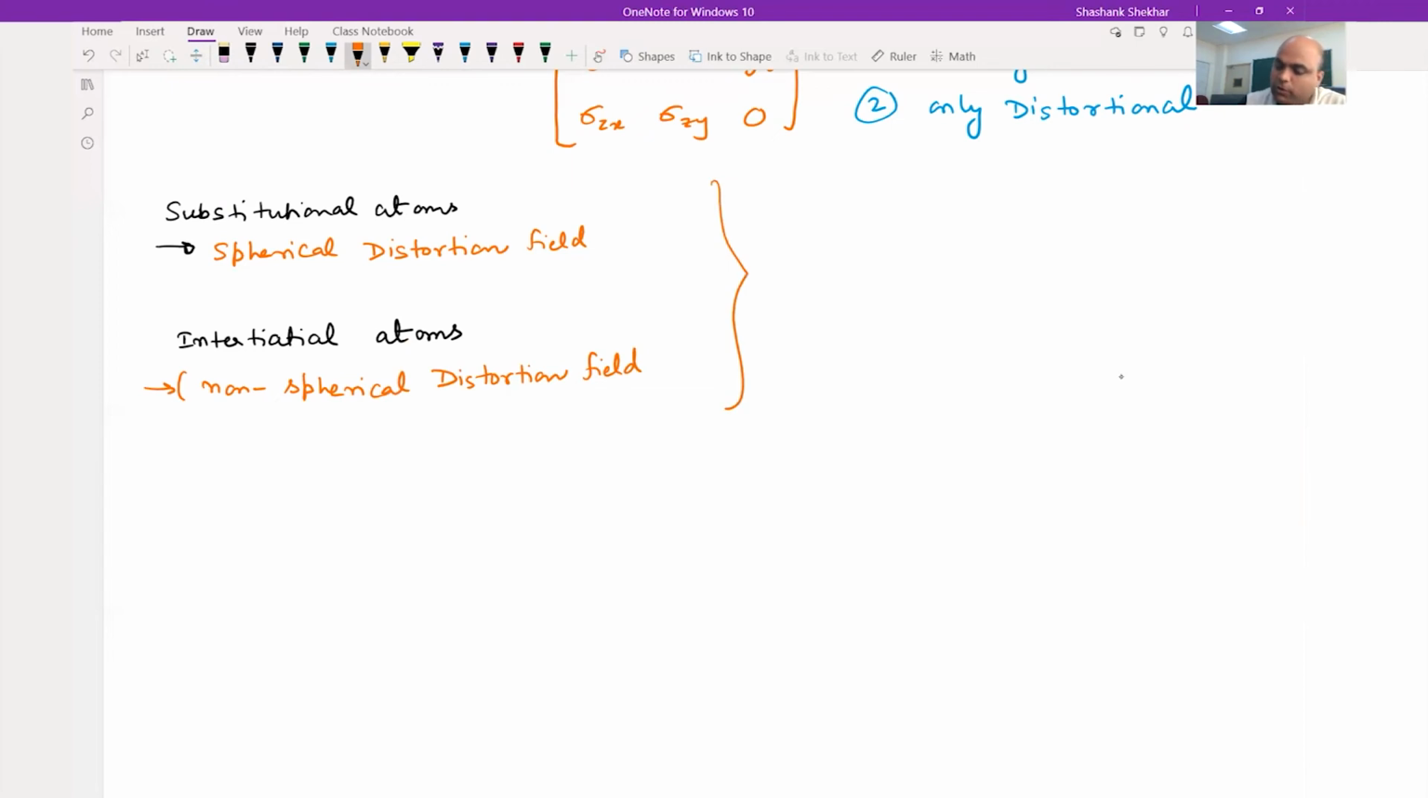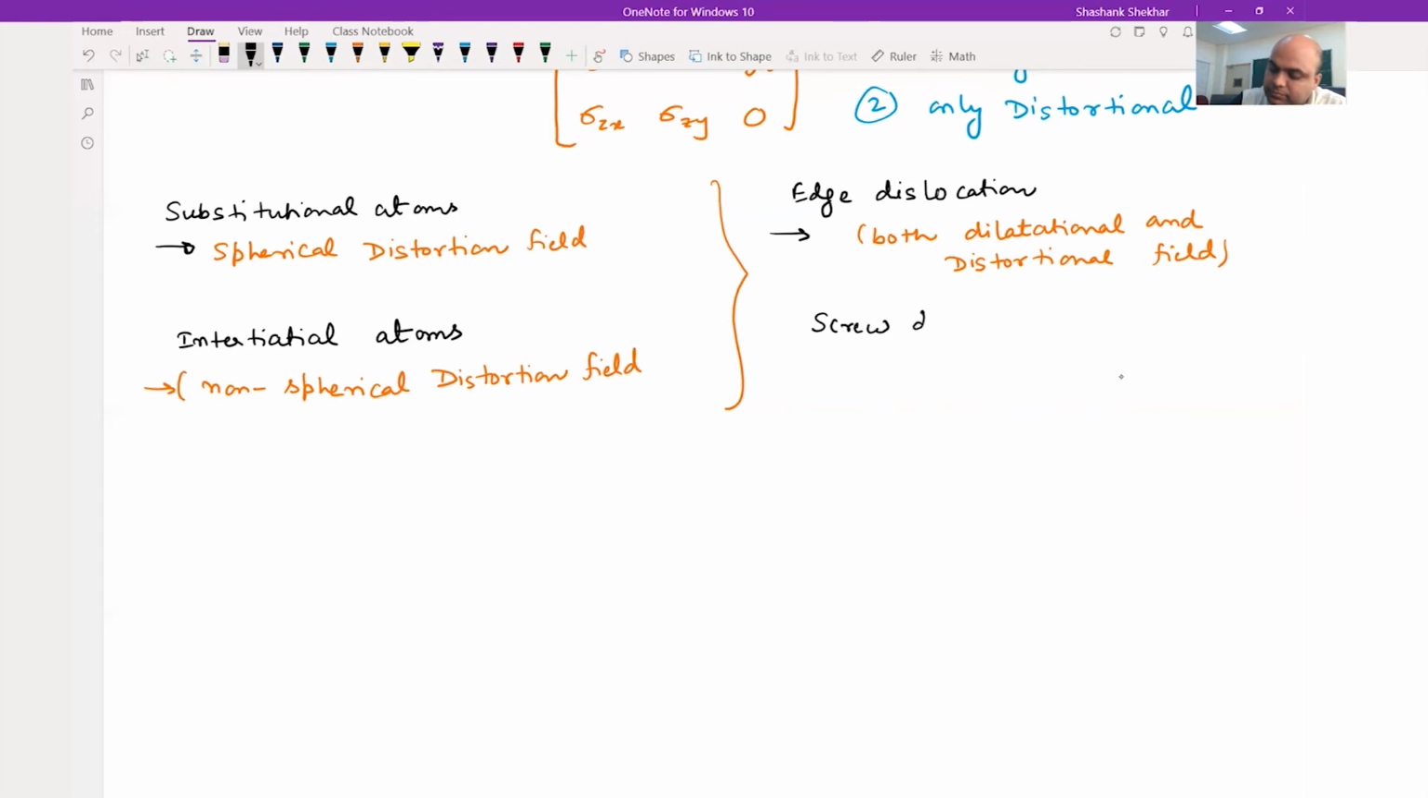Now, if I talk about dislocations, when we have an edge dislocation, we have both dilational and distortional fields. And when we have a screw dislocation, then we have a distortional field. So we have studied this. So this is the summary. Now let's see how they interact.